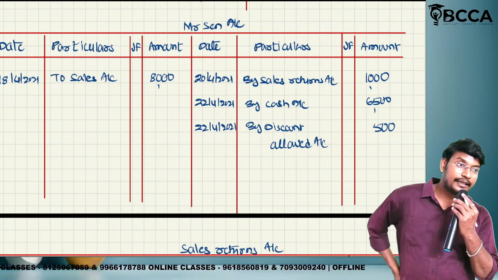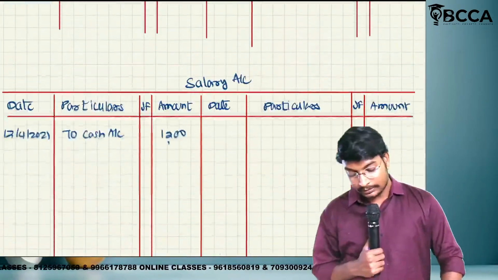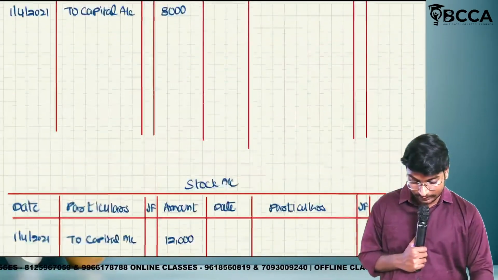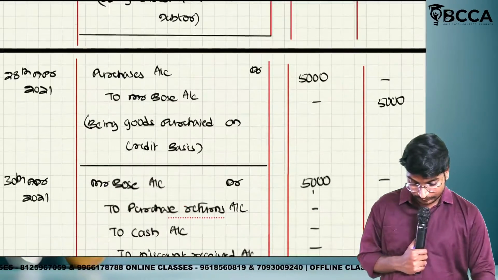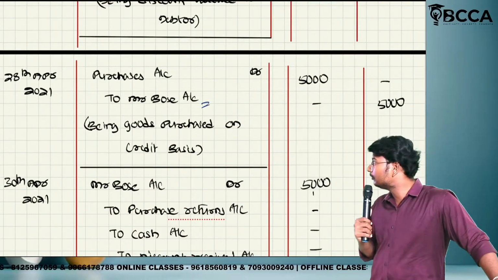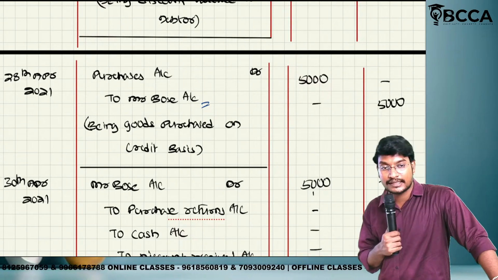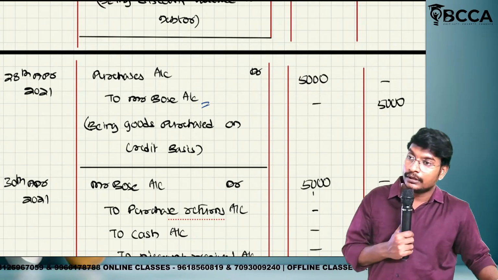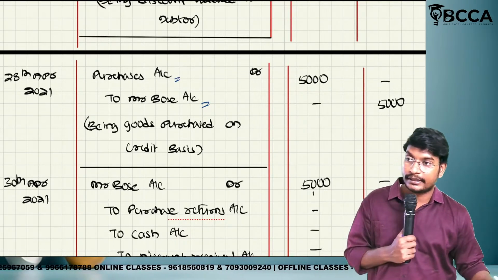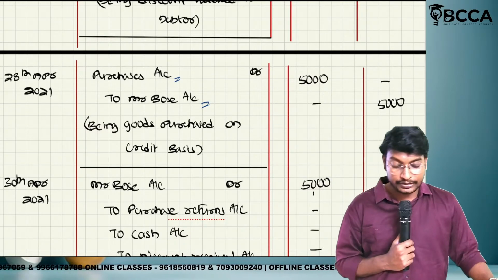Next, what is the entry ma? Credit purchases from Mr. Bose. Yes or no ma? So what is the entry we'll get ma? Purchase account debit to Mr. Bose account. Yes or no? Purchase account debit to Mr. Bose account. We have to create Mr. Bose account, but we have already opened the purchase account. In the purchase account, we have to record on the debit side, because purchase is debited in the journal entry with the name called as what ma? To Mr. Bose account.